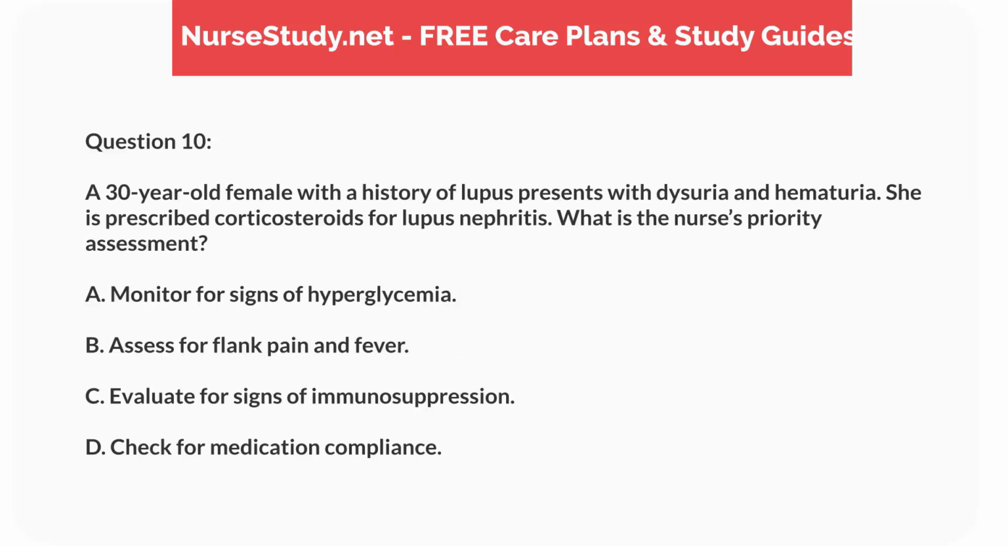Question 10. A 30-year-old female with a history of lupus presents with dysuria and hematuria. She is prescribed corticosteroids for lupus nephritis. What is the nurse's priority assessment? A. Monitor for signs of hyperglycemia. B. Assess for flank pain and fever. C. Evaluate for signs of immunosuppression. D. Check for medication compliance.